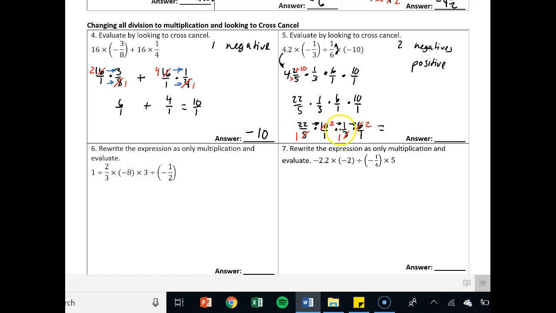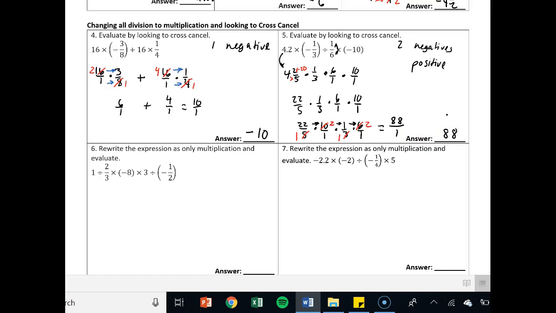So what is 22 times 2? Well, that's 44. And what's 44 times 1? That's still 44. And then what's 44 times 2? Well, that's 88. And then on the bottom, what is 1 times 1, which is 1, times 1, which is still 1, times 1, which is still 1. So our answer here is positive 88.